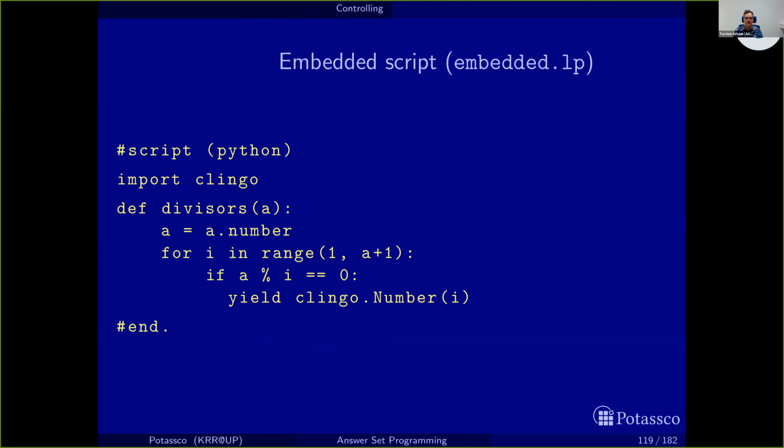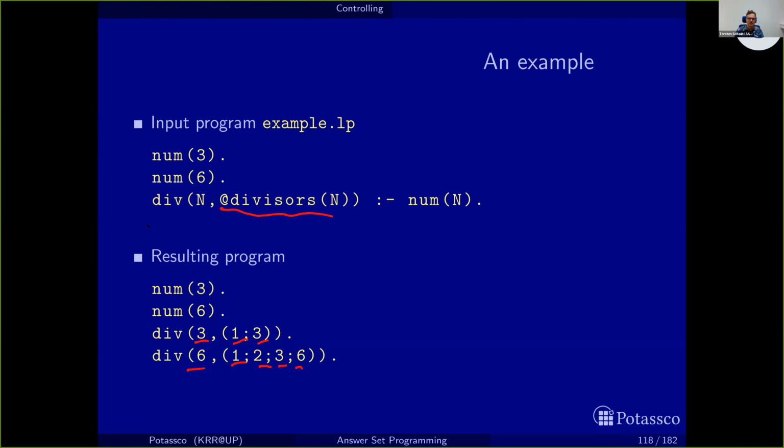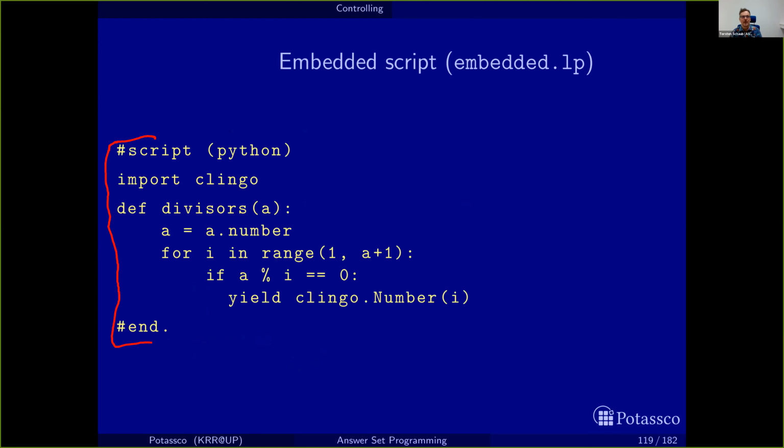The first one is very easy. You just take this one and add it to your encoding. This means embedded scripting, right? Here in Python, you say, now here comes a chunk of Python, and here's my implementation of the divisors, and that's it. For such a case, the divisor thing, I think that's even the best solution. Now let's look at the more sophisticated ones.